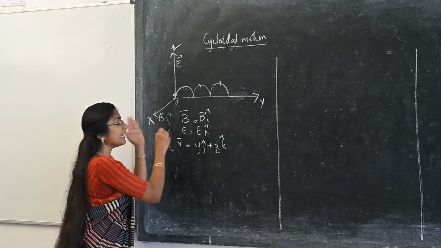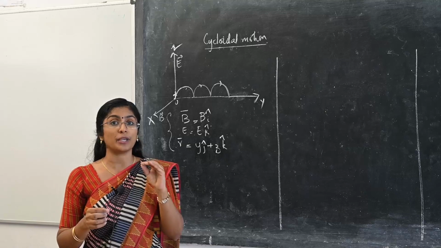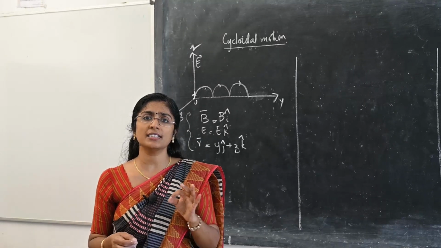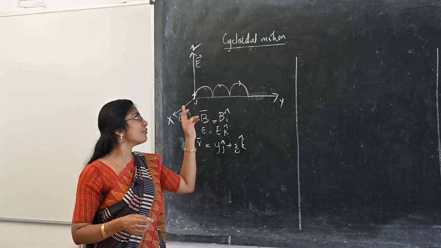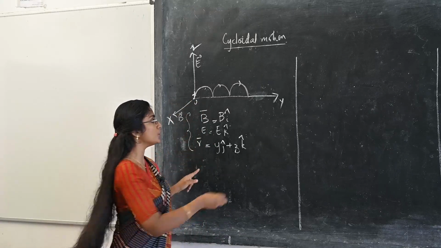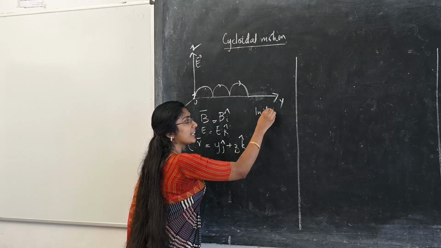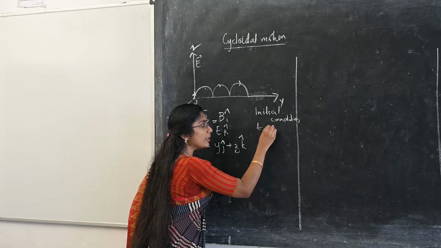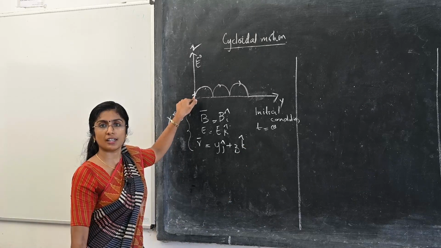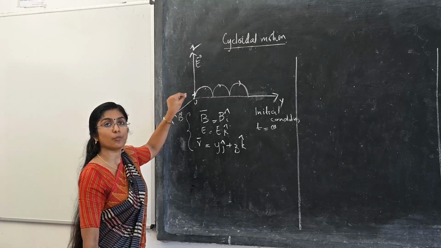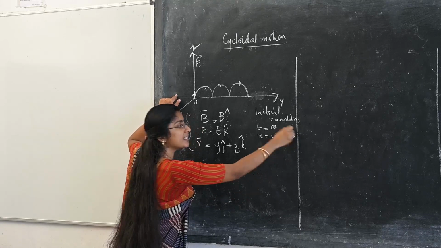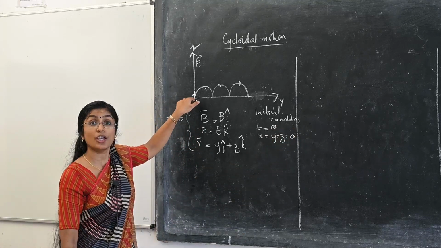This is the information at hand, and also the initial conditions. What is meant by initial conditions? What is the state of the particle at t equal to 0? That is, at t equal to 0, what is the position of the particle? Its x, y and z coordinates are 0, x equal to y equal to z equal to 0, because the particle is at the origin.